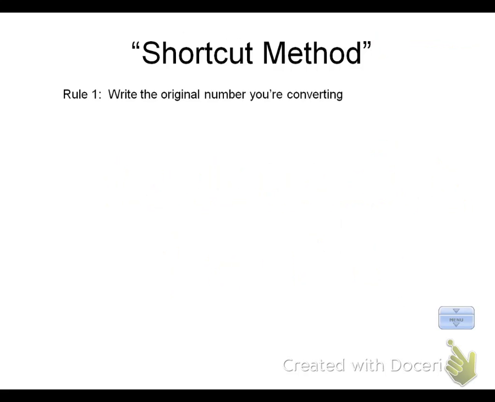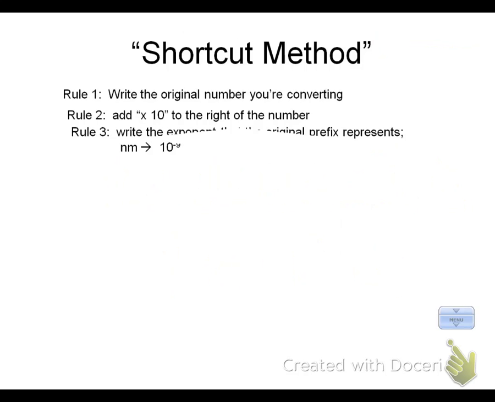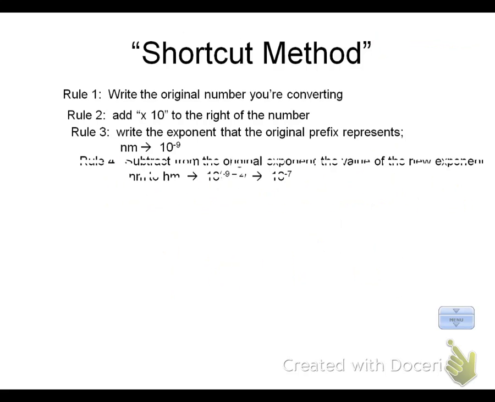Rule 1, write the number you're converting. And then we're going to add times 10. That's the putting it in scientific notation part, the metric scale powers of 10 part. And then I'm going to write the exponent that the original prefix represents, such as nano becomes 10 to the minus 9. And then I'm going to subtract the unit I'm starting from minus where I'm going and get the new power of 10. So that needs an example, I'm sure.